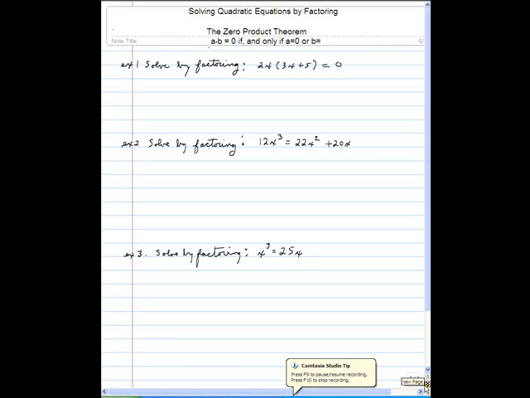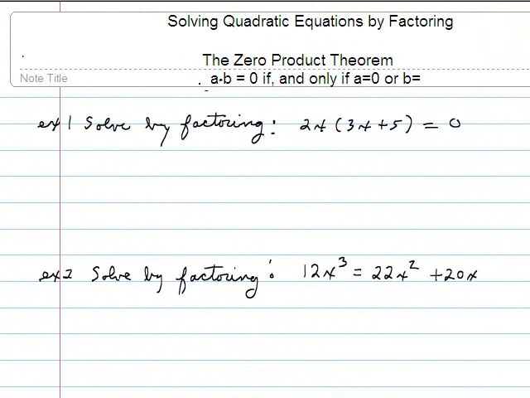Welcome to solving quadratic equations by factoring. First thing I'd like to point out to you is something called the zero product theorem. Anytime that you set out to solve an equation by factoring, you will be using the zero product theorem. I've written it here. The zero product theorem says if the product of two numbers is 0, then the first number is 0 or the second number is 0.